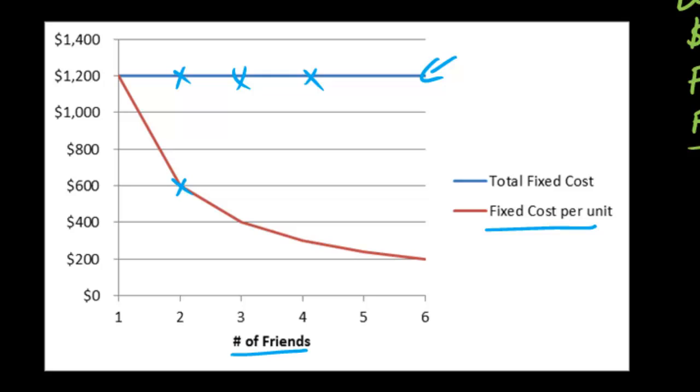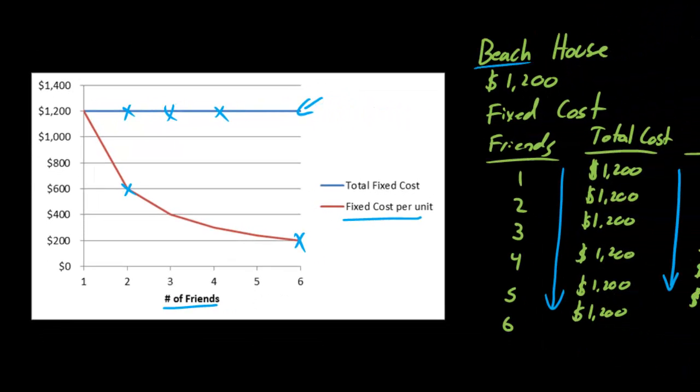If 6 people come to the beach, it's only $200 per person. So this is really important to understand. A fixed cost is based on the total cost. So this beach house is considered a fixed cost because the total cost does not vary. All right, but there are other costs that we need to consider when going to the beach.